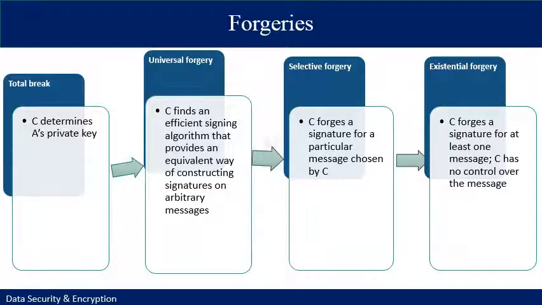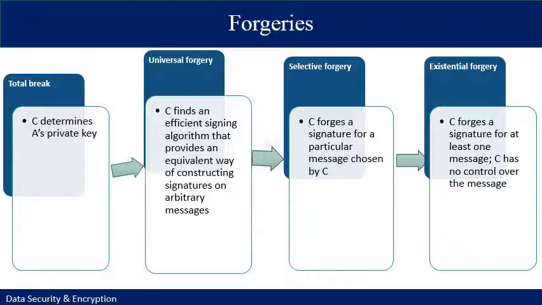Similarly, the authors then define success at breaking signature schemes as an outcome in which the attacker can do any of the following with non-negligible probability. The first one is total break, which means that the attacker determines a private key. The second is universal forgery: an attacker finds an efficient signing algorithm that provides an equivalent way of constructing signatures on arbitrary messages.